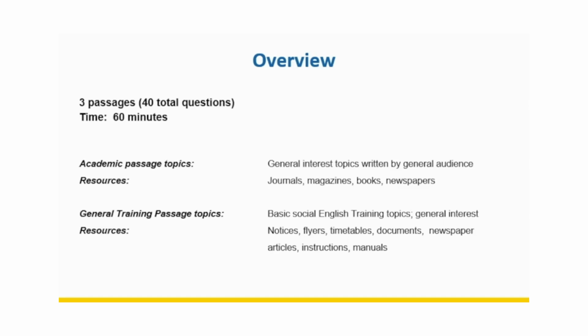Your passages are going to be about academic topics from general interest topics written for a general audience. For example, resources will be from journals, magazines, books, and newspapers. And if you are taking general training IELTS, your topics are going to be from basic social English training topics, and also general interest notices, flyers, timetables, documents, newspaper articles, instructions, and manuals. So these are the types of resources you are going to have if you are taking the general training passage. So remember, we have 3 passages, 40 questions in 60 minutes to complete this part of the test.